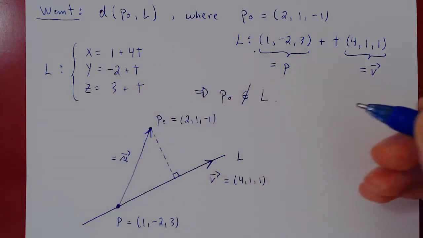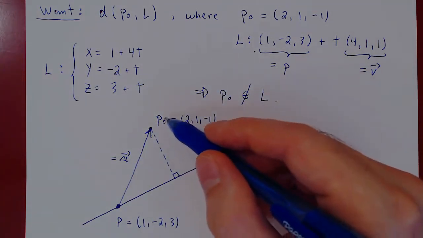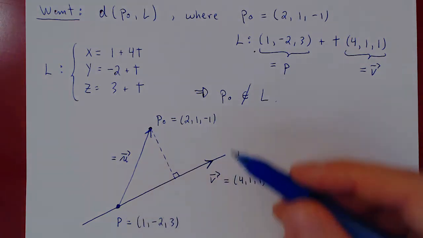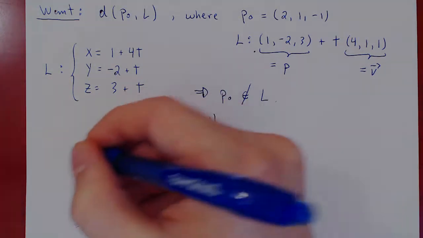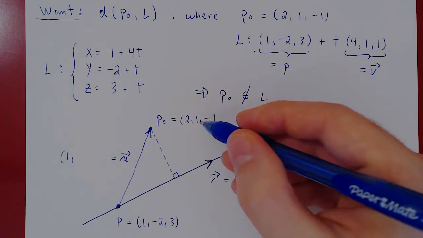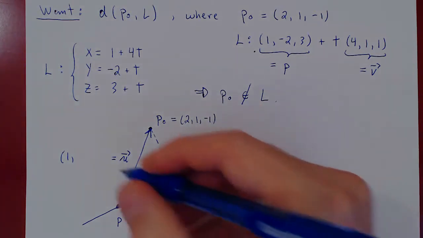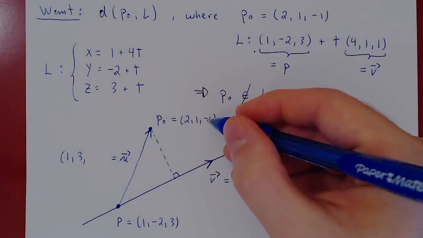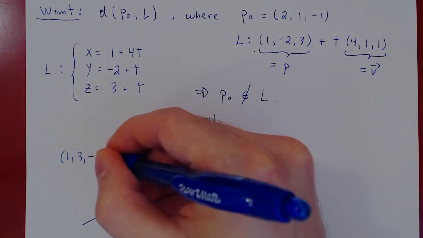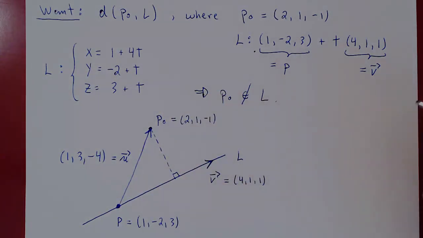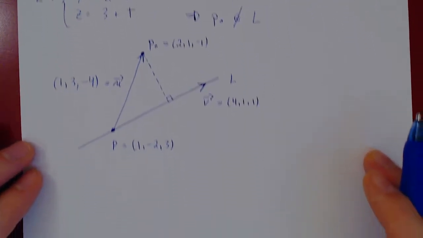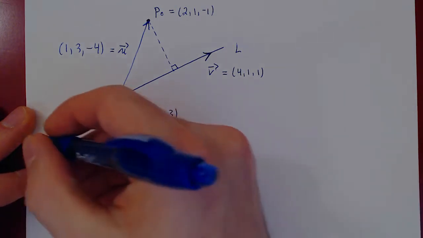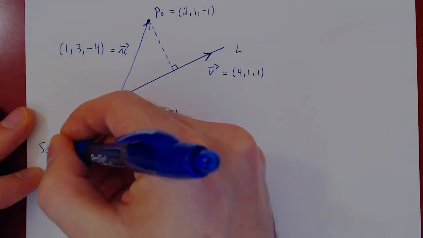As always, if you want the coordinates of a vector, you do the terminal point minus the initial point. So 2 minus 1 is 1. 1 minus negative 2 is positive 3. And negative 1 minus 3 is negative 4. And we now have the coordinates of vector U: 1, 3, negative 4. And now we're good to go. We have everything we need to produce two different solutions. So let's begin with the first solution. Solution 1.